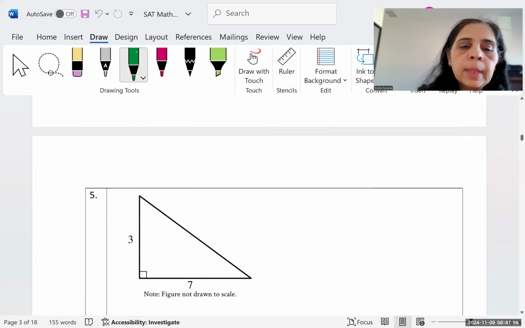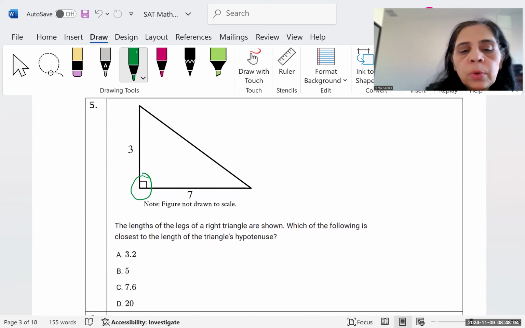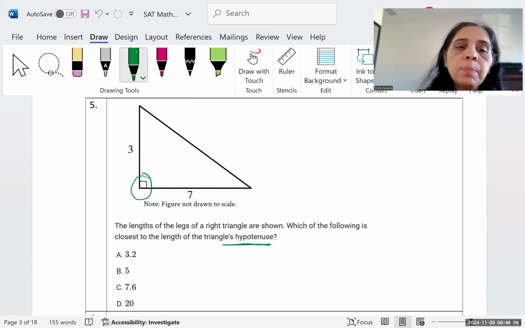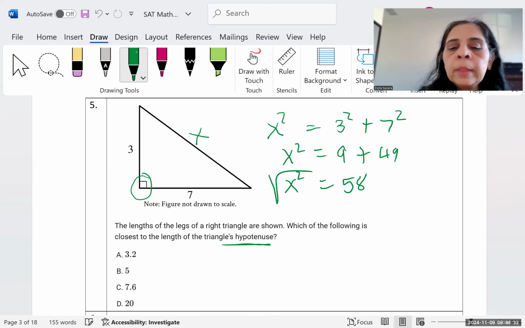All right. Number 5. We have given is triangle. We can see we have right triangle. And it says which of the following is closest to the length of hypotenuse. Whenever we have right triangle and missing side length, that means we will use Pythagorean law. So let's say this is x length. We can use Pythagorean law: hypotenuse square equal other two leg square. So 3 square plus 7 square. 3 square is 9, 7 square is 49. So now we can see 9 plus 49 is 58. And then we can do square root.